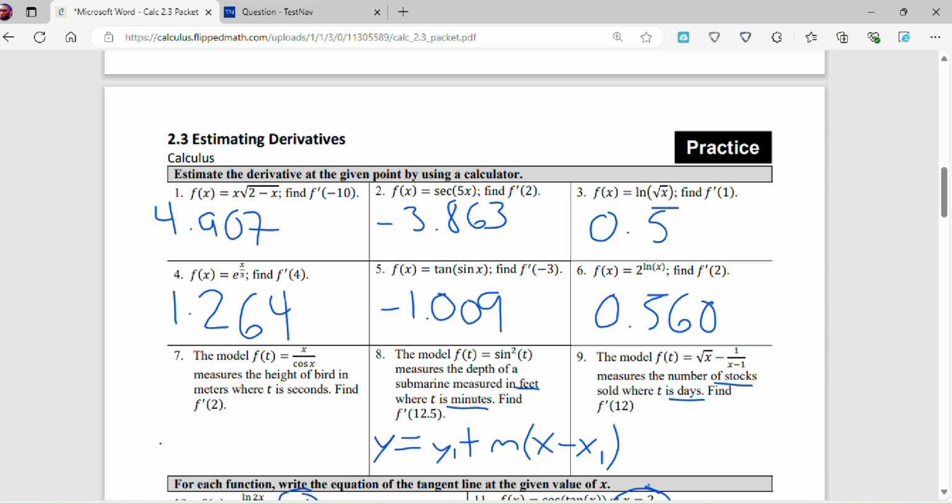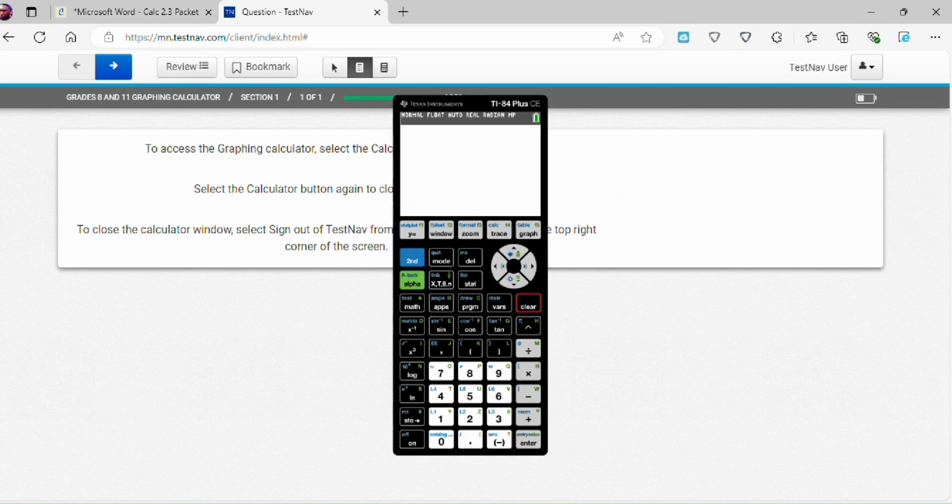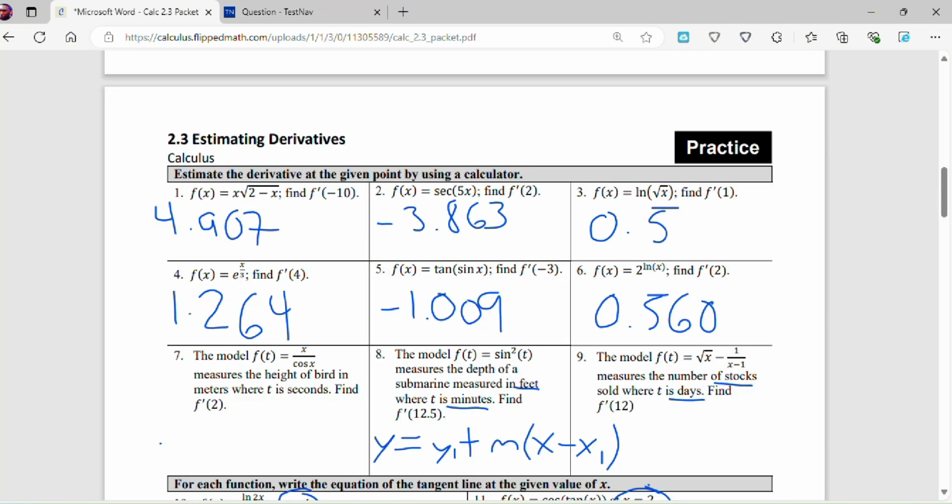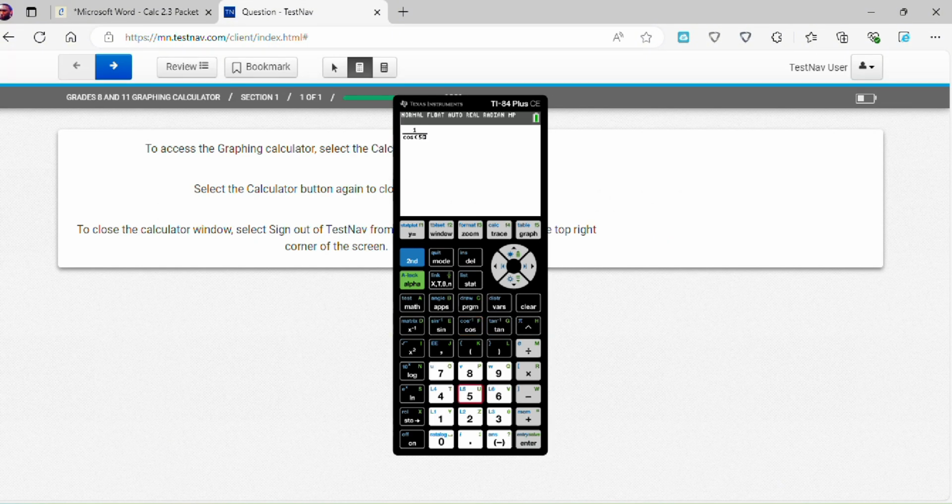All right, next question. We have secant of 5x. Now, I don't see a secant button on my calculator. You shouldn't have one on yours. If you do, great, but I don't think there's a calculator with the secant button. And so, to make up for that, we're going to write secant in its cosine form. So secant x is equal to 1 over cosine x. And then we have secant of 5x. 5x is our inner function, so we're going to keep that 5x there. So 1 over cosine 5x is equivalent to secant of 5x.